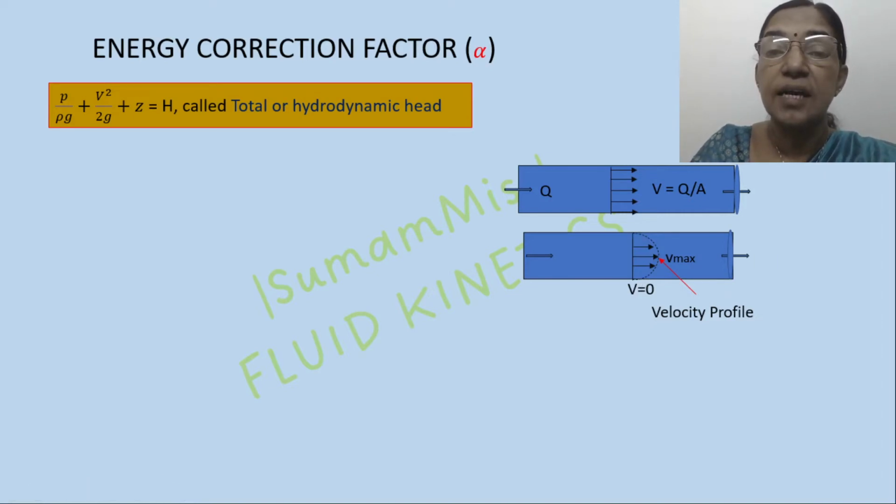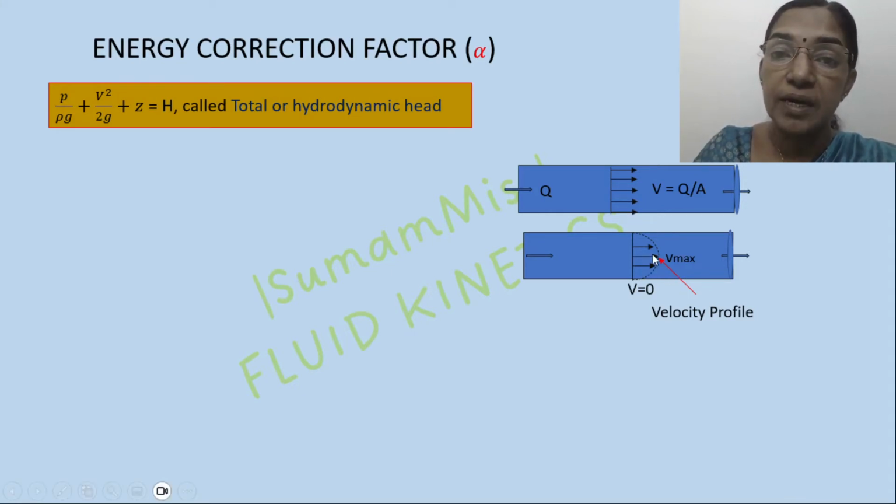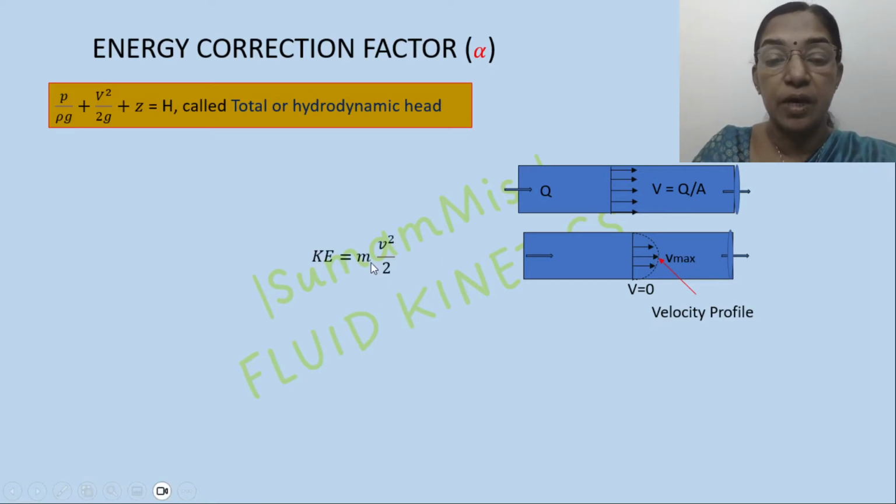So consider a fluid element of area dA. Kinetic energy for that fluid particle is equal to m into v square by 2, where m is the mass of this fluid passing through dA, and v is the velocity normal to it. So kinetic energy is equal to m into v square by 2.